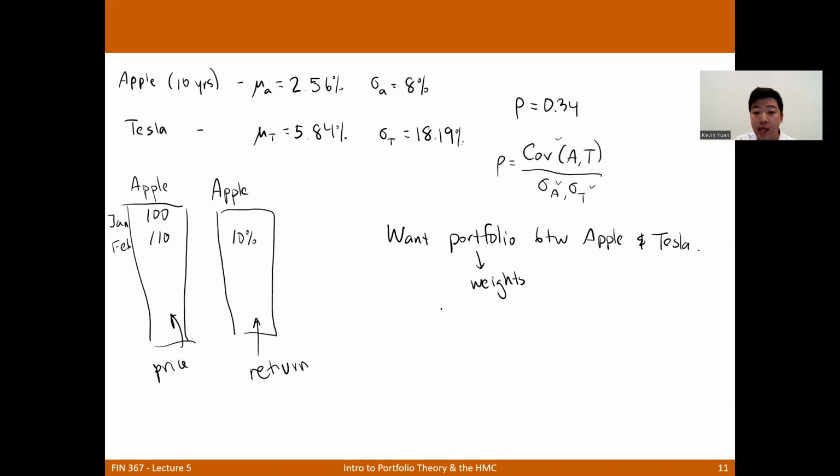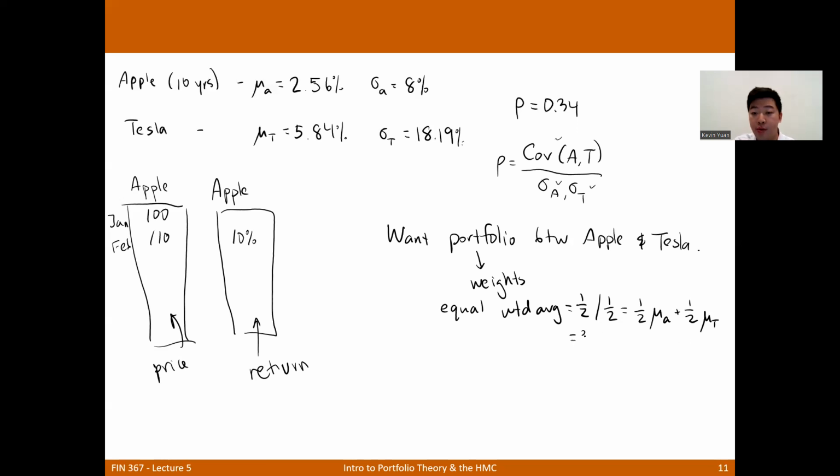So let's say I want an equal weighted average. Well, an equal weighted average just says equal weights, right? So I can go 50-50 on Apple, 50-50 on Tesla. And if I want the expected return, as we saw previously, the expected return is easy, right? You would just take 1/2 the mu of Apple plus 1/2 the mu of Tesla. And that would give you essentially the weighted average of the portfolio.